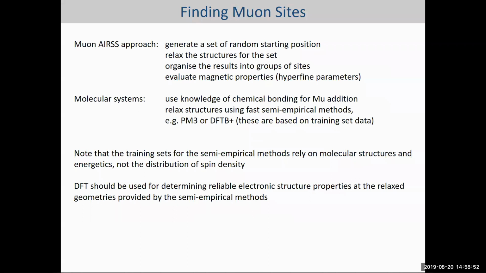One thing to be aware of is that the training sets for these semi-empirical methods are basically structural and energetic, and they're not what we're interested in ultimately, which is the spin density. So one has to be careful that they may not always be the best method. It's not always clear. So anyway, we can get reasonable structures, and then in order to get a good, reliable electronic spin distribution at the relaxed geometry, we really need to use DFT. So although the semi-empirical methods are good for getting structures, for electronic structure, we have to revert to DFT. But it's only a single point calculation, so it's relatively efficient.